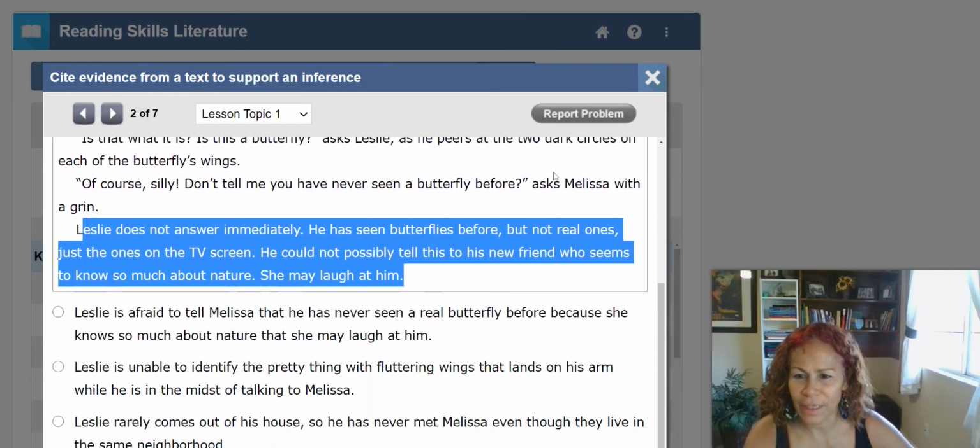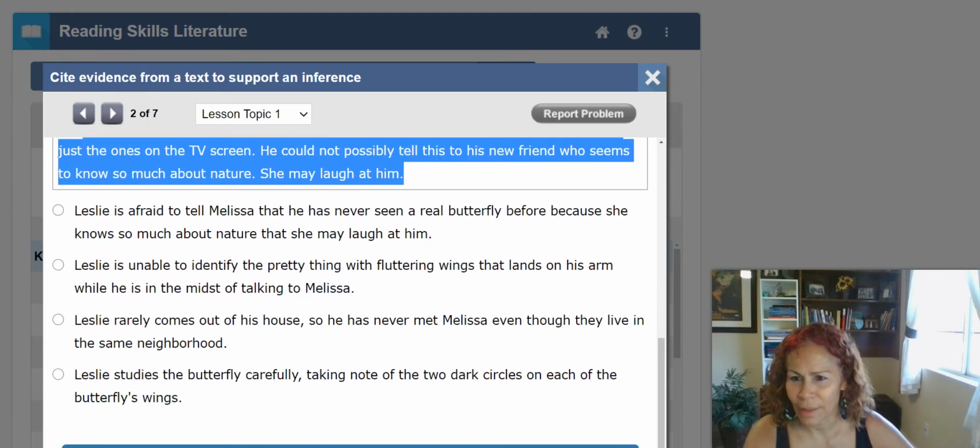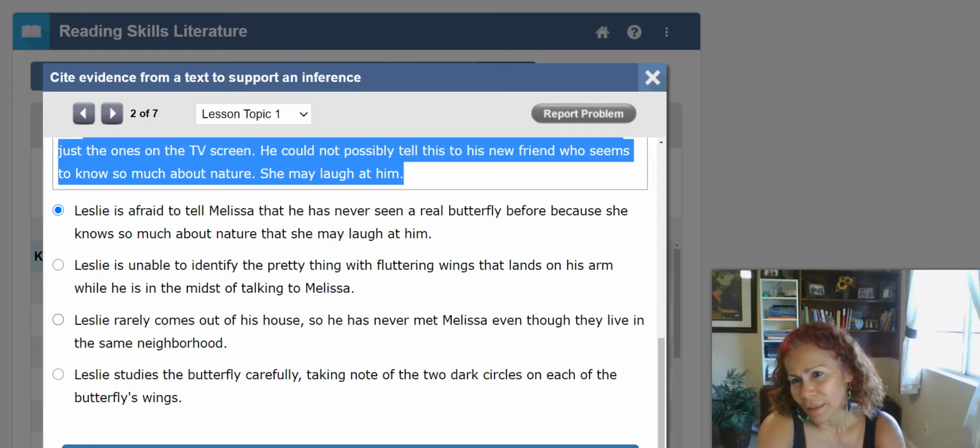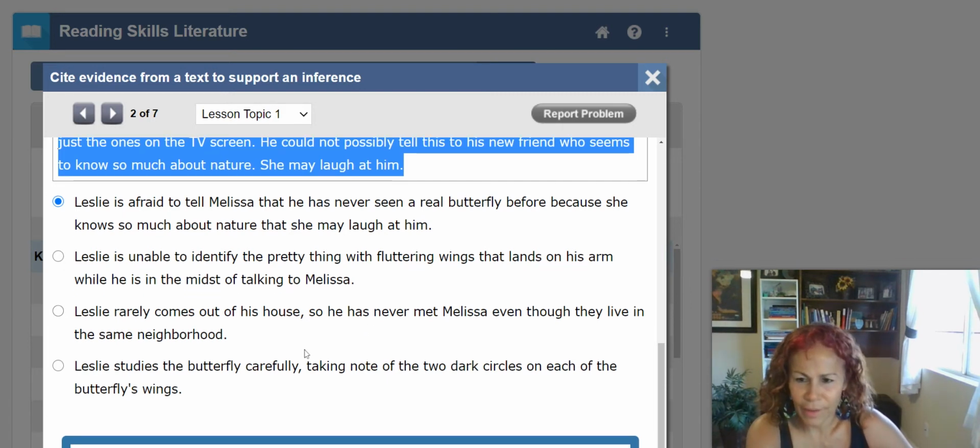Now let's look for an answer that has that. Leslie is afraid to tell Melissa that he has never seen a real butterfly before because she knows so much about nature that she may laugh at him. Exactly. That's the one. That is the evidence that I have for why Leslie feels intimidated. Now let's look at the explanation in case you did not answer correctly.